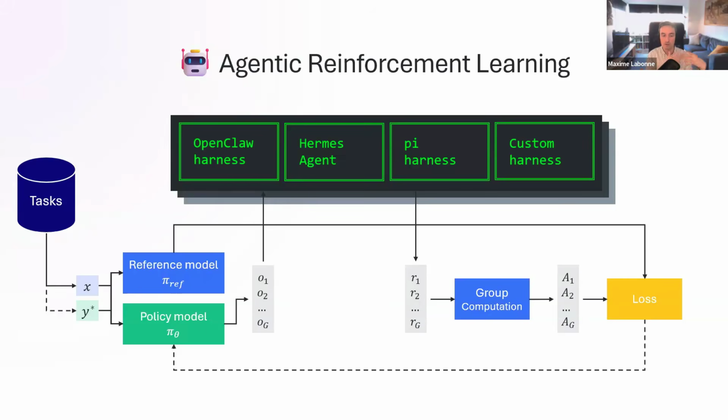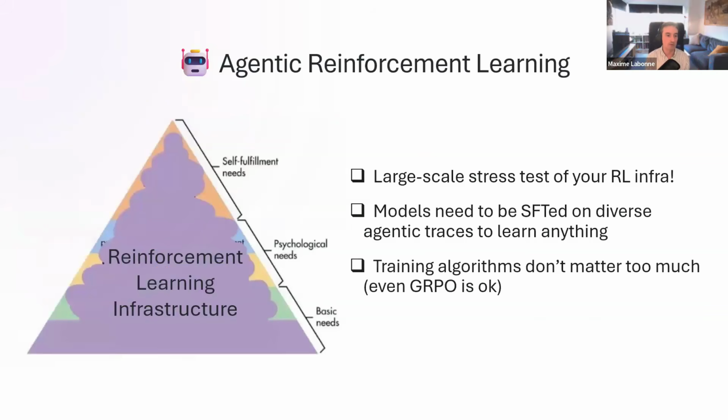And then we're going to use a GRPO setting to calculate the loss and propagate it back to the policy model to train it. So this is the high level intuition behind what we want to do. Some more practical considerations and lessons from this work: the reinforcement learning infrastructure matters more than you think, and doing this kind of agentic reinforcement learning is really a stress test of your reinforcement learning infrastructure.